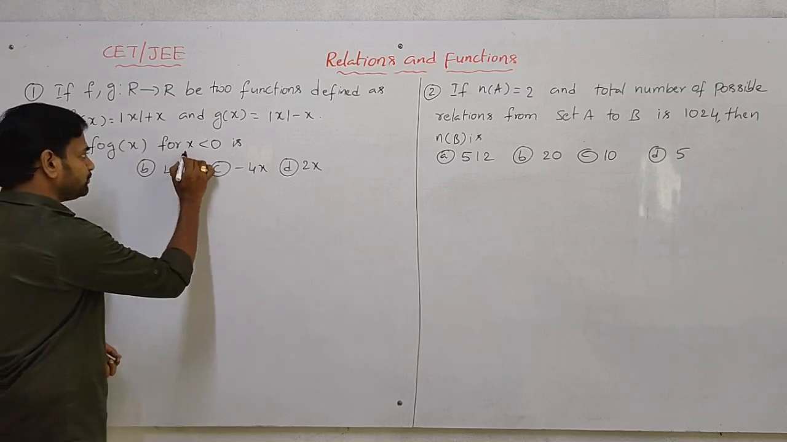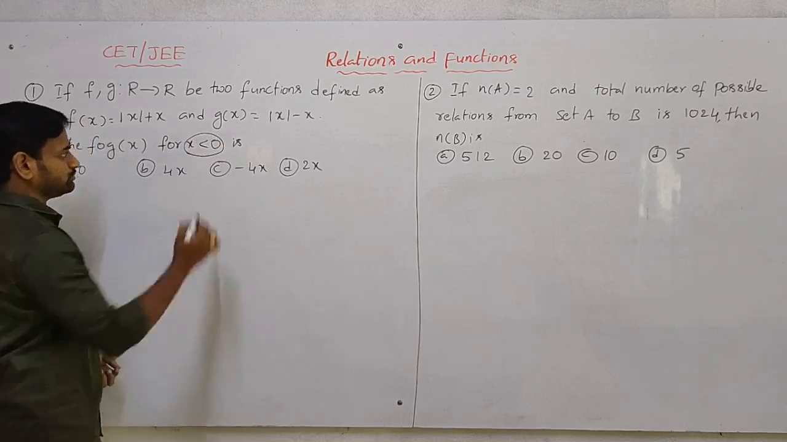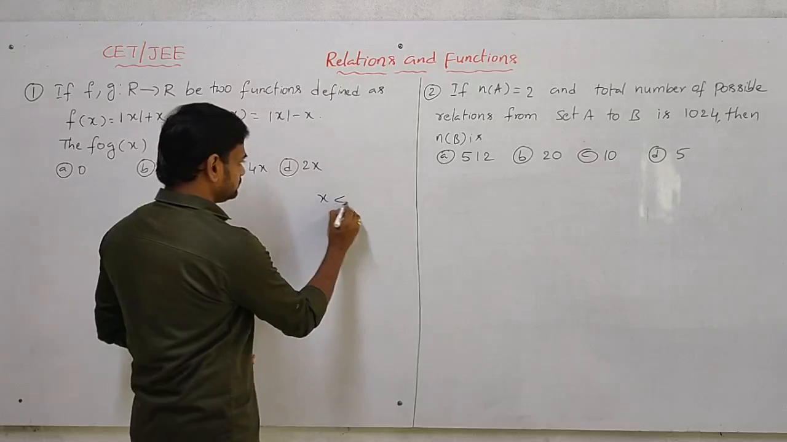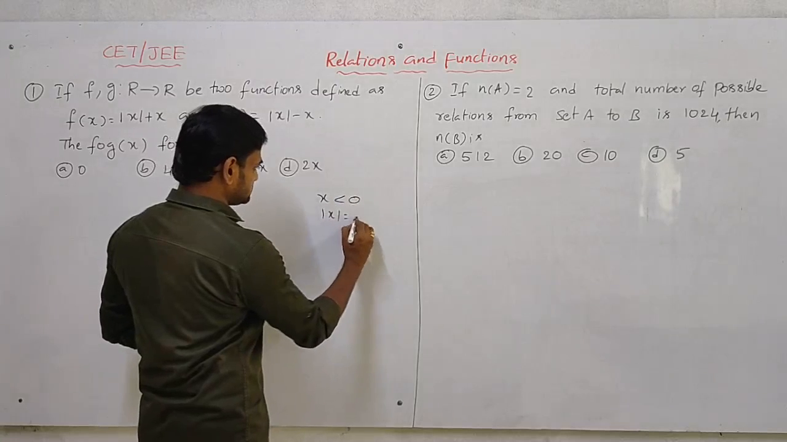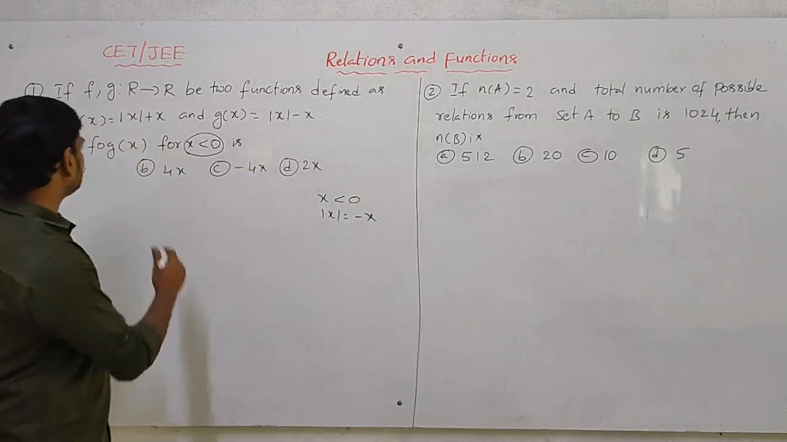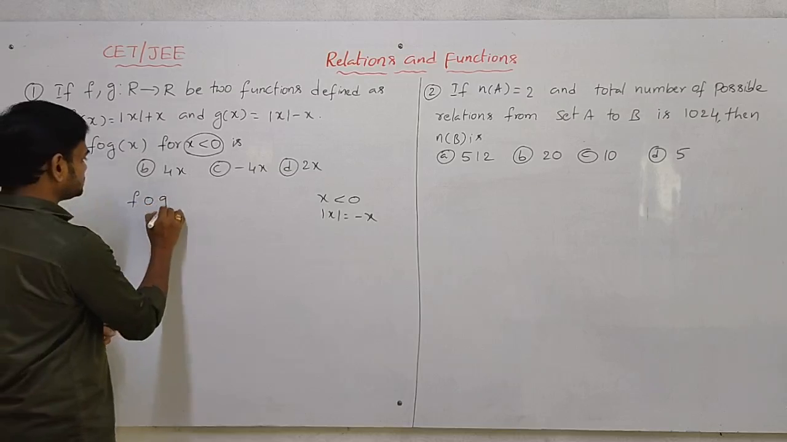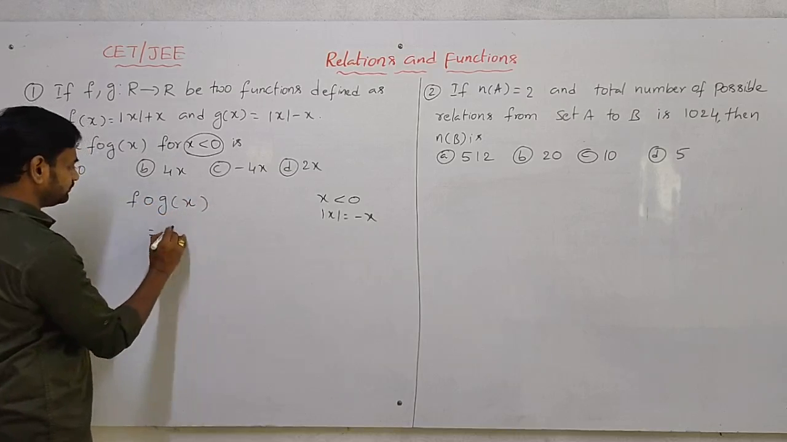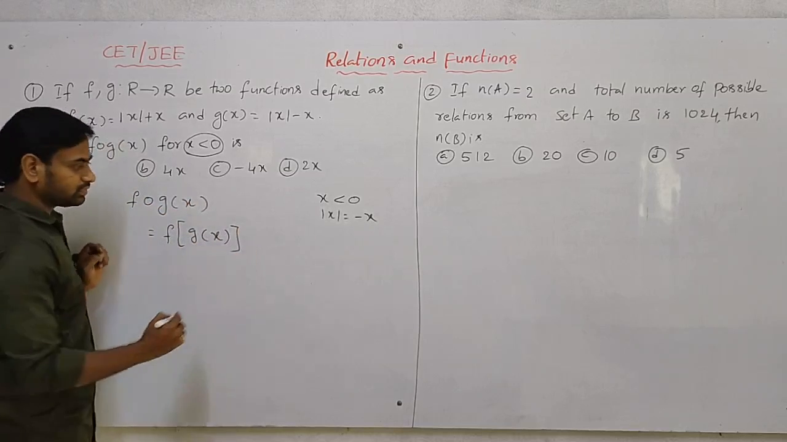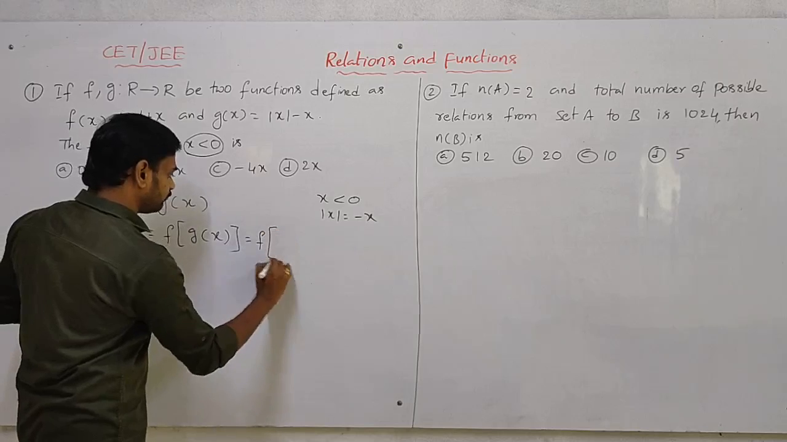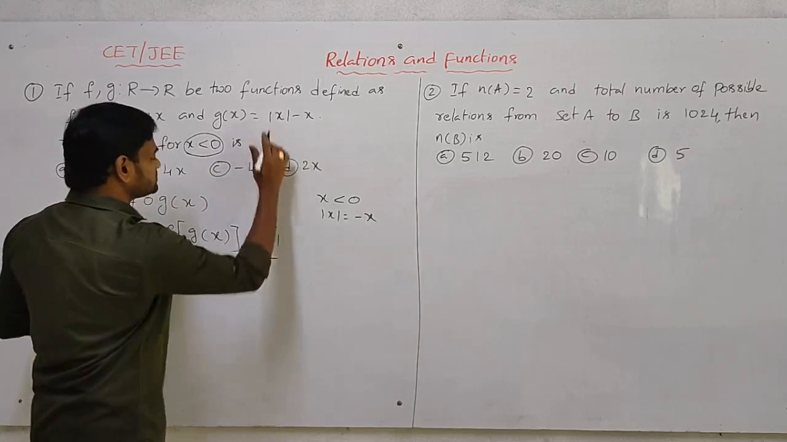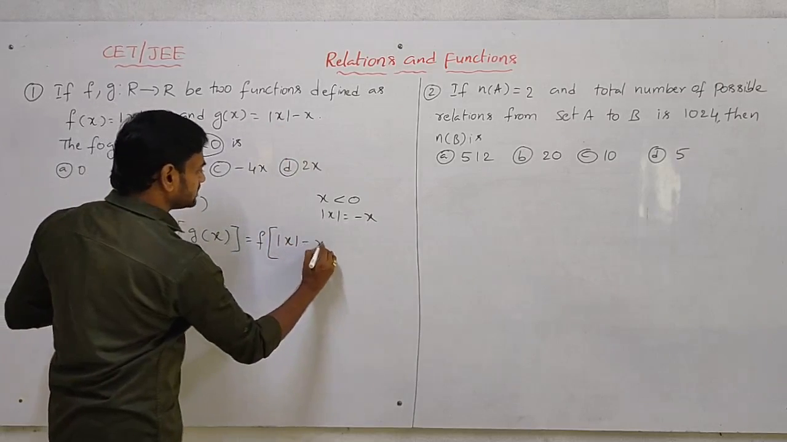And here the main important point is x less than 0. When x is less than 0, mod of x is minus x. Remember the point. Now I am taking f circle g of x equal to f of g of x. What is the g of x? Just write down here, g of x is mod x minus x.